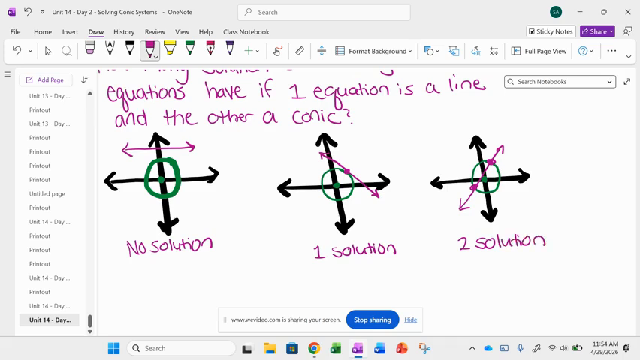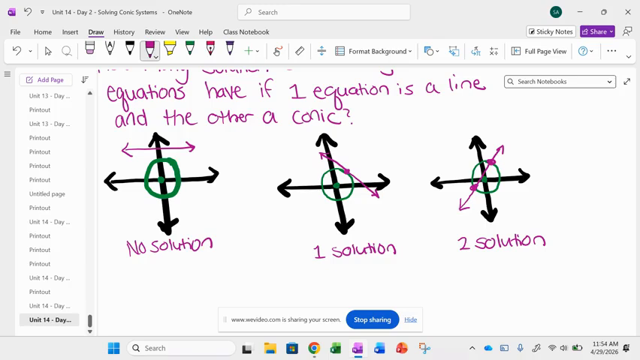Can we have three solutions? No. If I were to take that line and cross it through the center point, would that center point count as a solution? No, because the center point is not actually the rim of the circle. For it to be a solution, it's where our line crosses the outside of whatever the graph is. It's where they intersect. So that center point would not count.